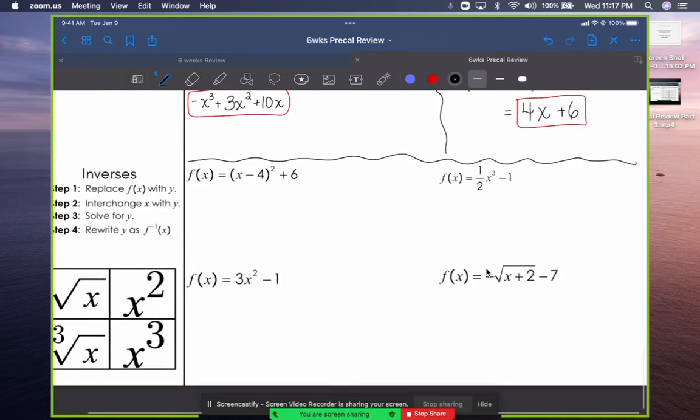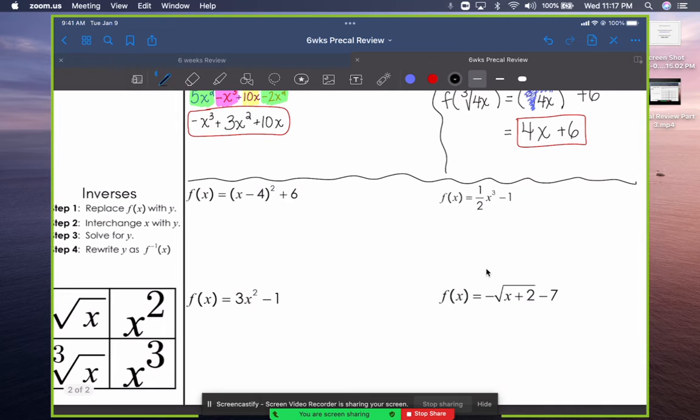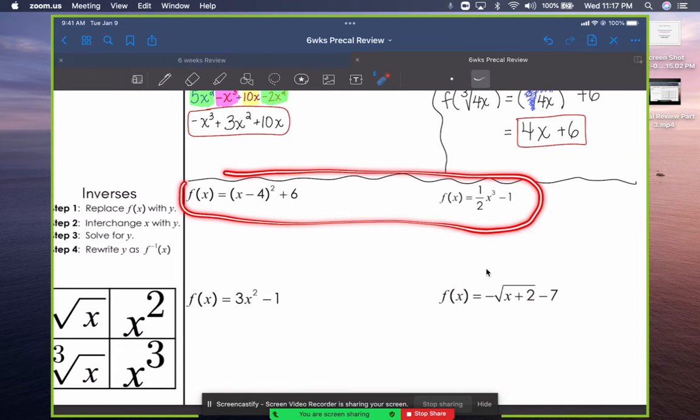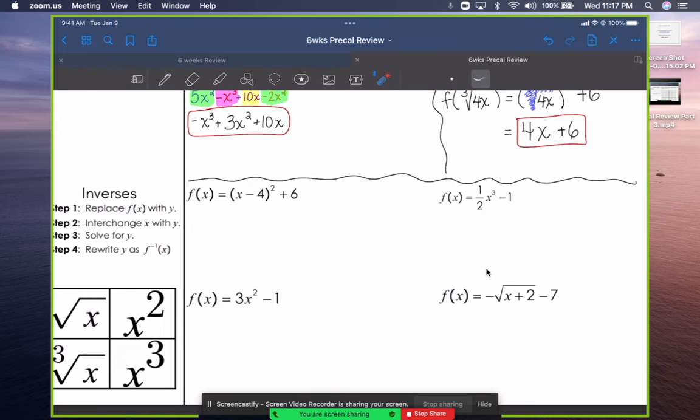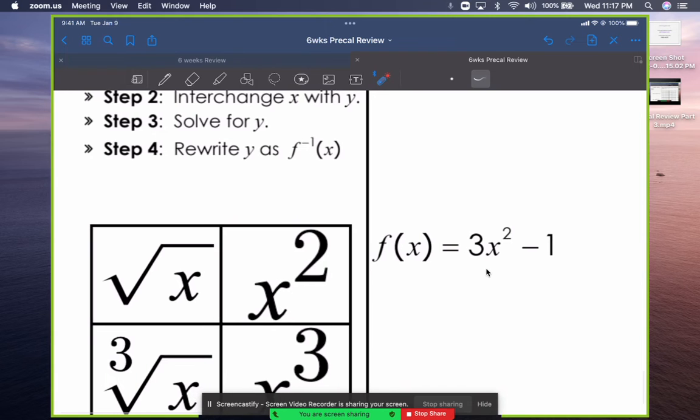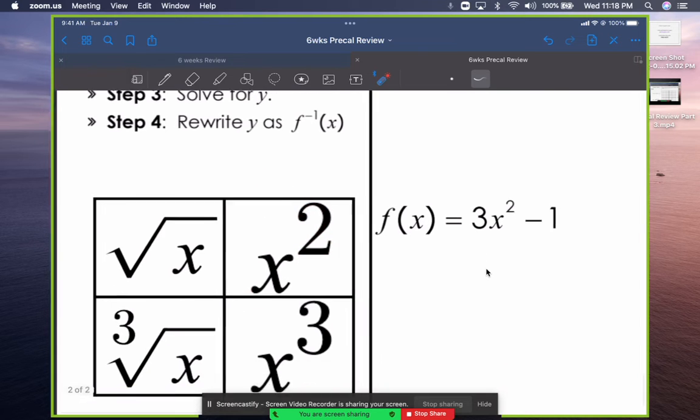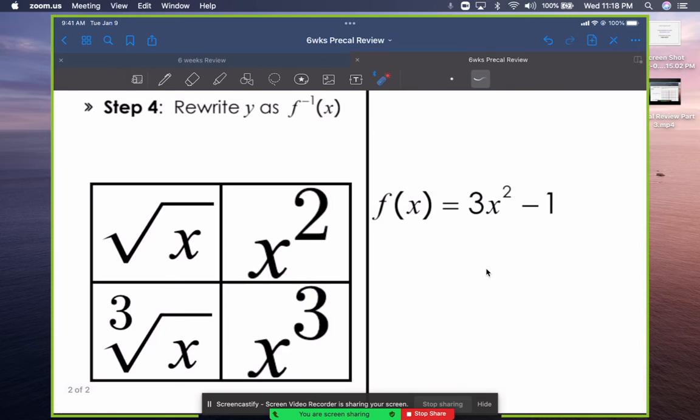Okay, so the next section, I did the first 2 in class, so I am going to do the bottom 2 with you here. All right, so a quick reminder that the inverse of a square root is a squared. So if I want to undo the square root, because sometimes I want to undo subtraction, so I add, I'm going to do the opposite of square root, which is square. And it works both ways. If I want to undo the squared, I take the square root. Same thing for cube and cube root.